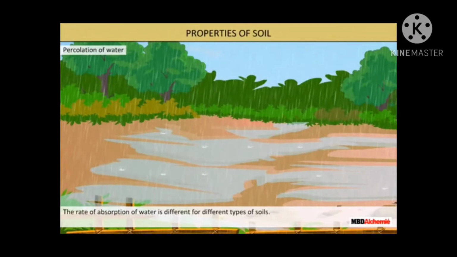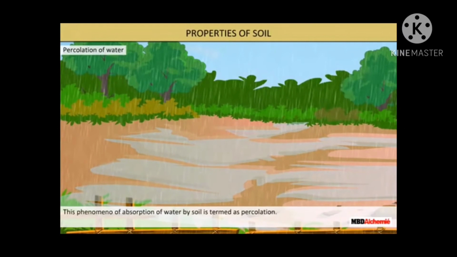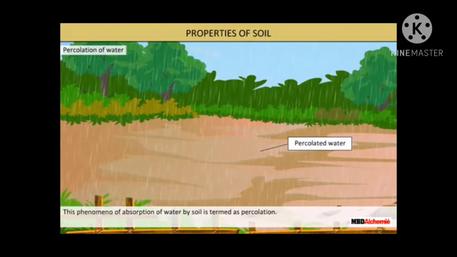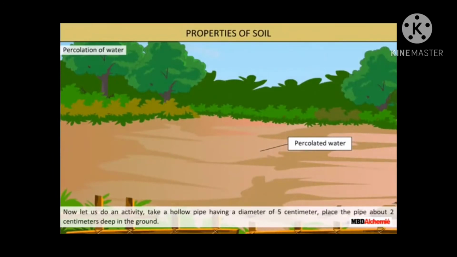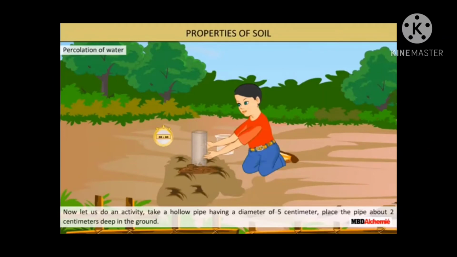Next we shall move on to the properties of soil. The very first property is percolation of water. What is meant by percolation of water? Whenever it rains, you observe that the ground absorbs the water, and that is percolation of water. Let me do an activity to see the percolation of water.